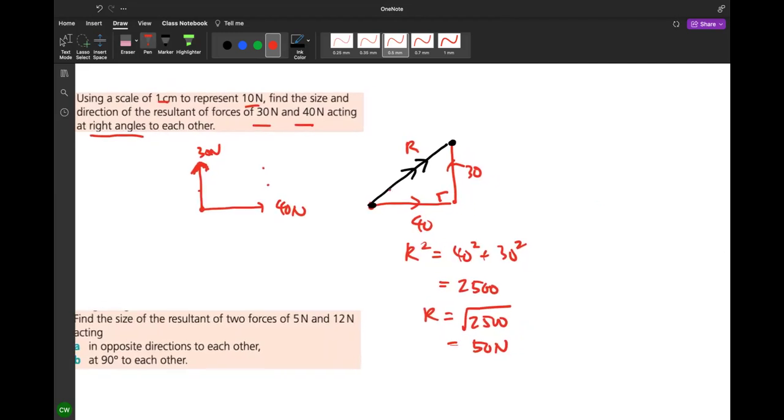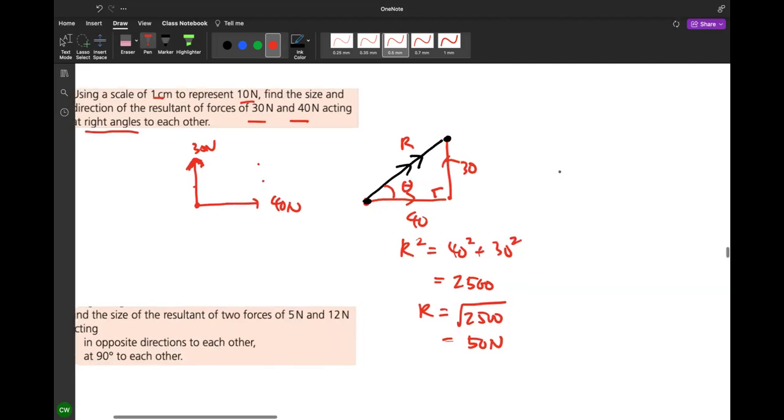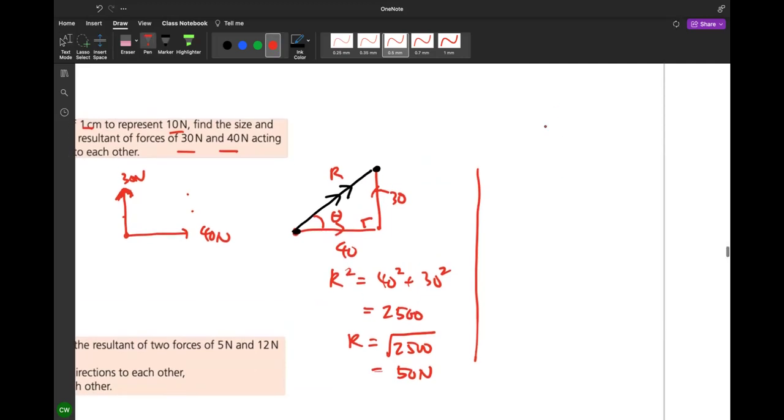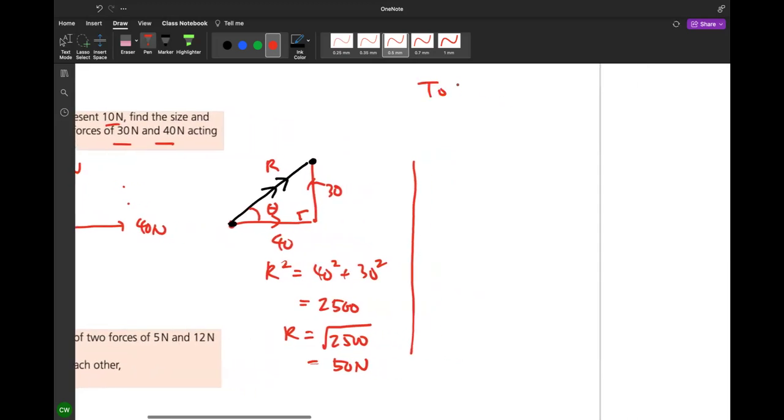If this one is like that, are you able to find the angle? What should you do to find the angle? Sine, cos, or tangent? 要怎么找这个 angle？Sine, cos or tangent? You know or not? Have you learned before? You learned before. Do you know what is TOA or not?